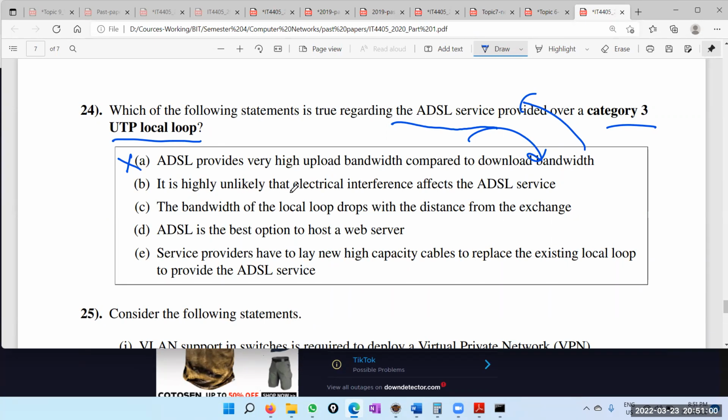It is highly unlikely that electrical interference affects ADSL. Obviously, ADSL can have interference, right? Because ADSL is electromagnetism through copper wire. So electrical interference is not there for fiber optics, right? Not for ADSL. Unlikely, so therefore wrong. So for fiber optics, no electrical interference at all, right? Thundering, motors, any other vehicle going by, they are not going to interfere.